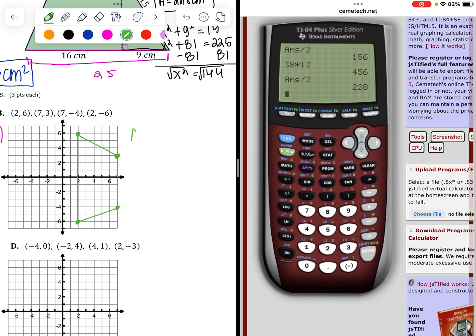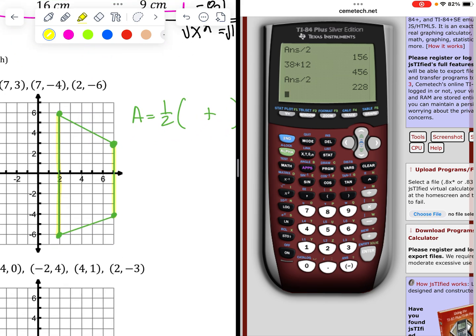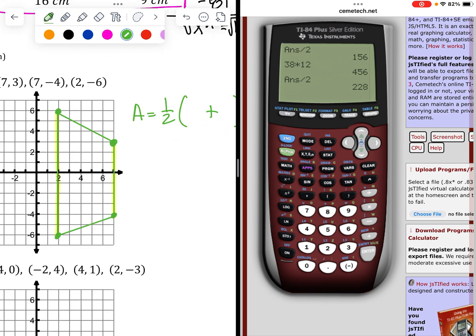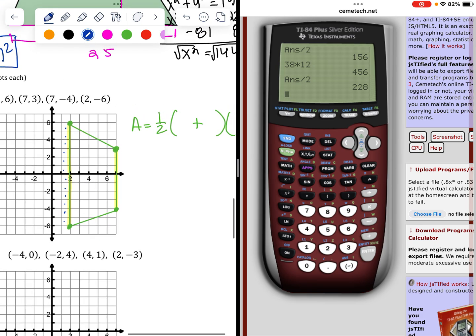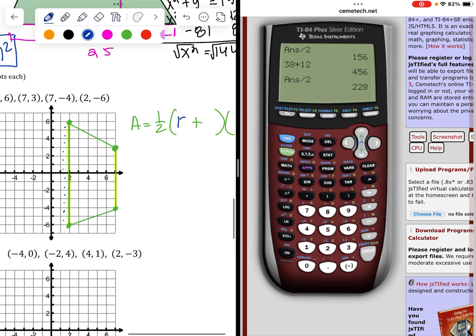All right, area equals 1/2 my 2 bases added up times the height. So let's get my 2 bases, which once again are my parallel pieces. This time they're vertical lines. So let's find those distances. 1, 2, 3, 4, 5, 6, 7, 8, 9, 10, 11, 12. So 12 is one of my bases. 1, 2, 3, 4, 5, 6, 7. 7 is one of my other bases.